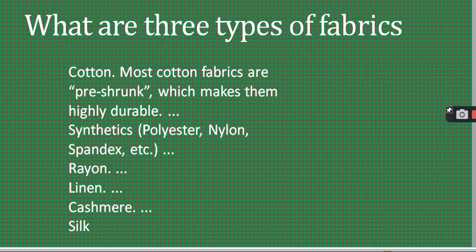The other one is polyester, nylon. These are synthetic fibers. The other one is rayon. The next is linen. Rayon, cotton, polyester, nylon, rayon, linen. The other words are cashmere and silk. Silk comes from silkworms.